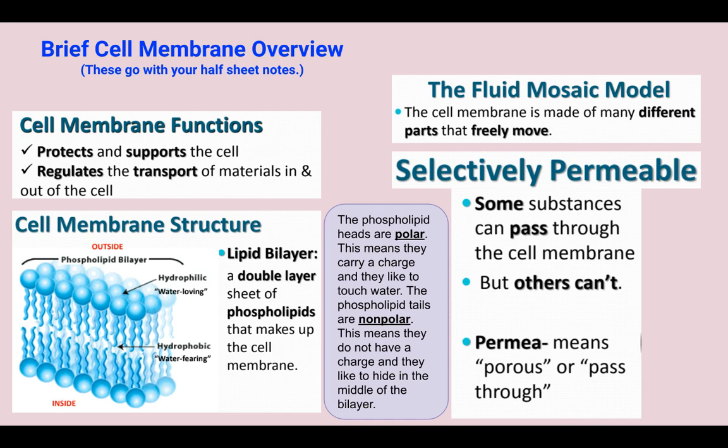So the cell membrane structure is a lipid bilayer. We know lipids because we already did macromolecules. So we know that lipids are fats, right? Lipids are fats, and we have a bilayer. Now, this means two layers. So we have a double layer of phospholipids. This is just a lipid that has a phosphate group on the outside. So it kind of looks like a little lollipop with two squiggly legs. So we have two phospholipid layers here that make up the cell membrane.